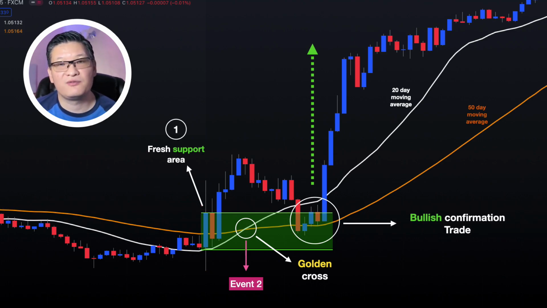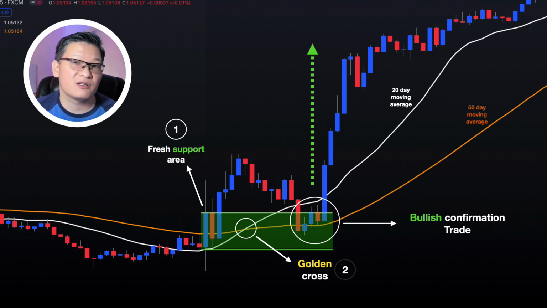First, the trader spots a very clean and fresh support area. Second, the moving average confirms the support area by creating a golden cross. Third, trader waits for the pullback after the initial surge and initiates a long position once the price retraces back to the area of interest.